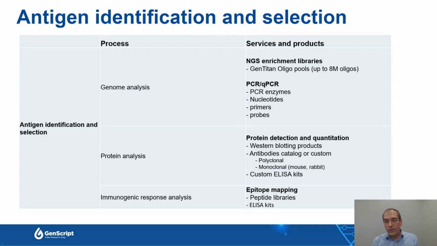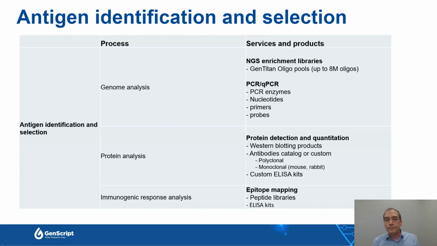So what can GenScript provide for this antigen identification and selection? We have genome analysis products and services. For example, we can offer NGS enrichment libraries, which are based on our GenTitan oligopool methodology. We can also provide PCR and qPCR related products. We have a very strong portfolio of PCR enzymes and nucleotides. We can develop custom primers and custom probes.